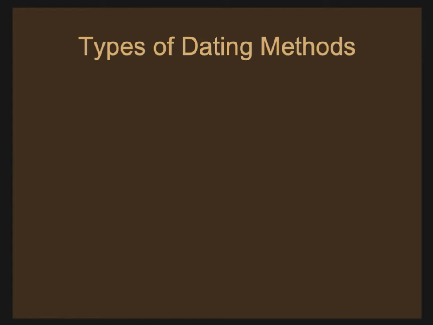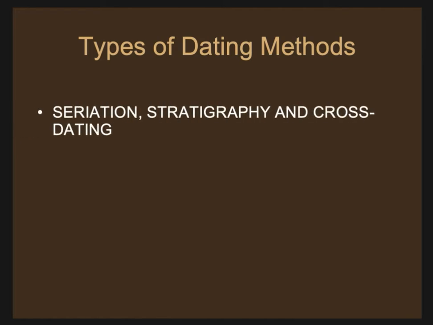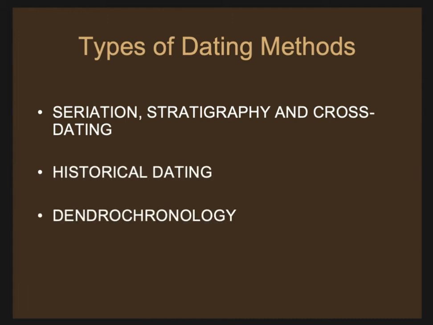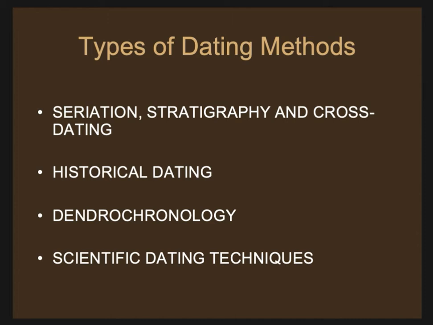There's more to archaeological dating than just radiocarbon or C14 dating, so we're going to look at the different types. We've already done something with frequency seriation when you looked at the Marblehead Cemetery. We'll review a little bit of that. Stratigraphy is a dating method. As we said before, it's a relative dating method because you can tell if something's older or younger, but not how much. We'll talk about cross dating, historical dating, dendrochronology, and then scientific dating techniques.